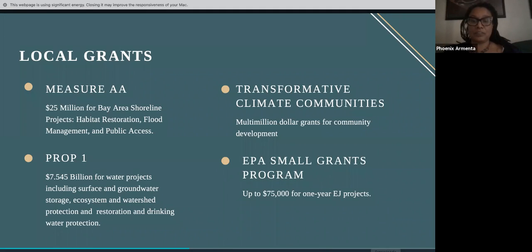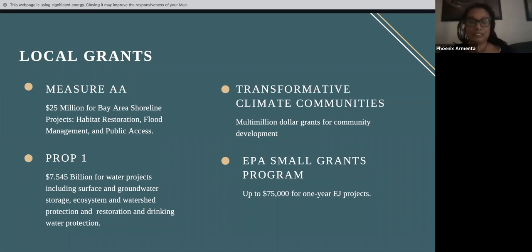The next is Transformative Climate Communities. So TCC is a multi-million-dollar grant given for community development. And there are two multi-million-dollar TCC grants in Oakland. One went to the West Oakland Environmental Indicators Project to do a project in West Oakland. The other one went to, I believe, the East Oakland Neighborhood Initiative to do some development based on the projects that they were doing through Resilient by Design. Right now, TCC has gone through all of its rounds of funding, but the state is currently considering whether or not to put more money into the TCC grants.